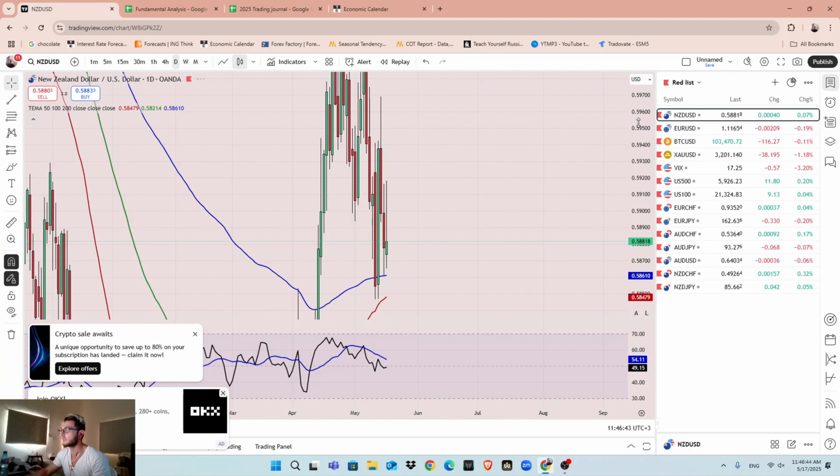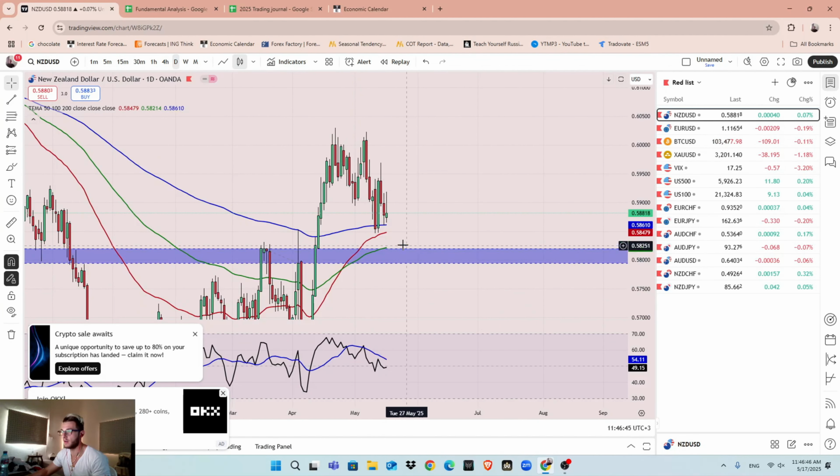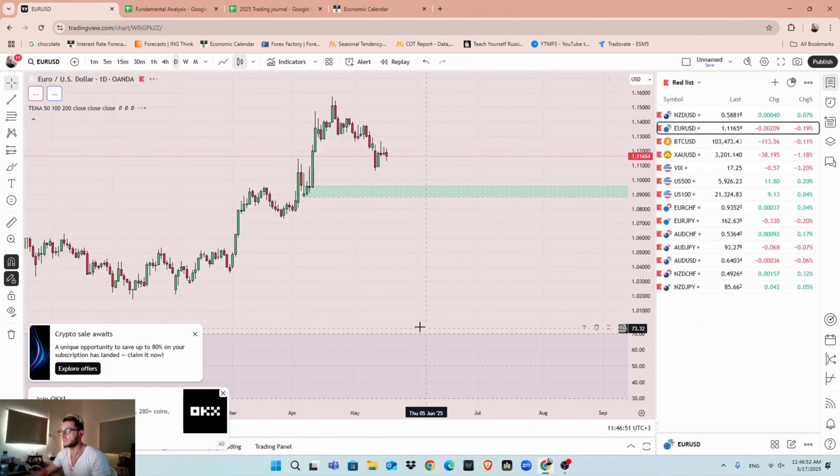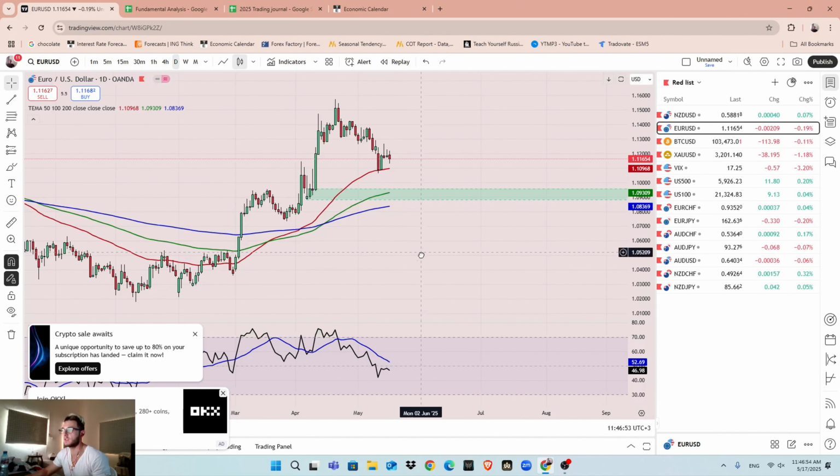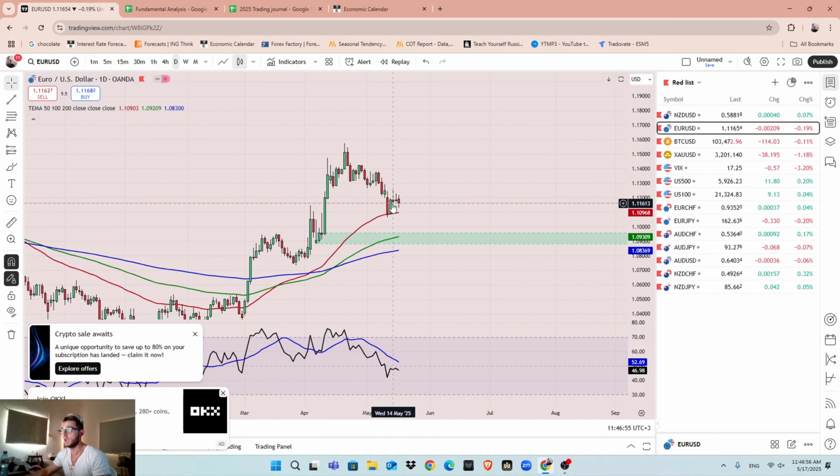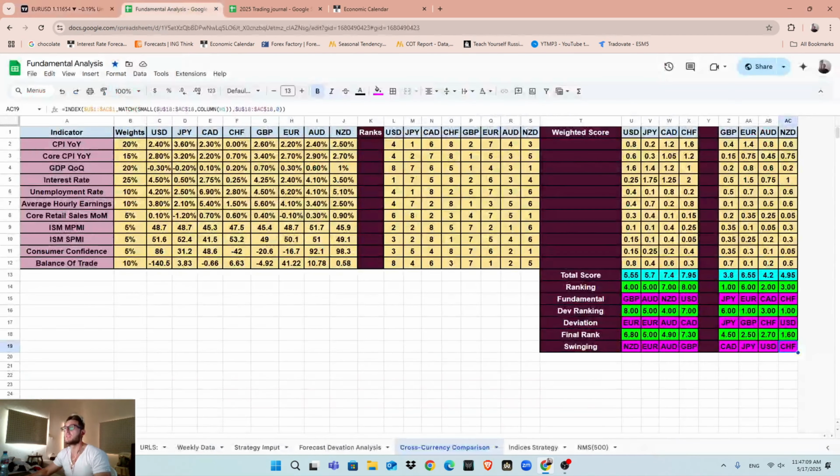NZDUSD did not hit yet the area where I would like to buy from. EURUSD also did not hit the area where I would like to buy from. Maybe we will create a new demand zone, and based on this demand zone, we will see if a new area will be created for my entry. This is everything for this week.